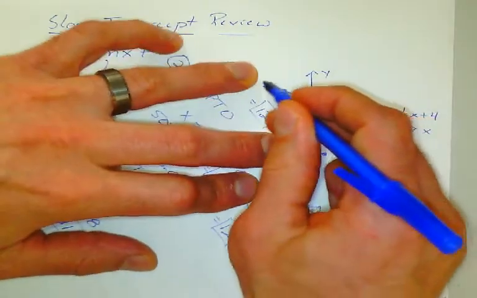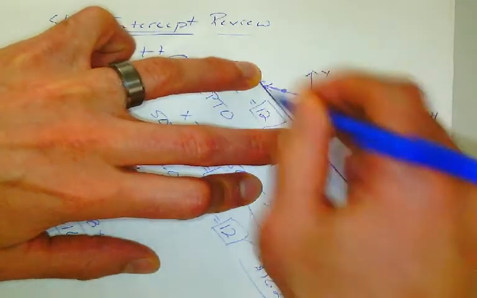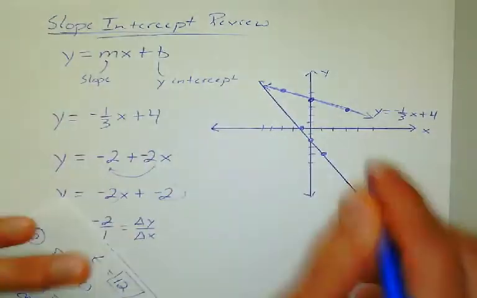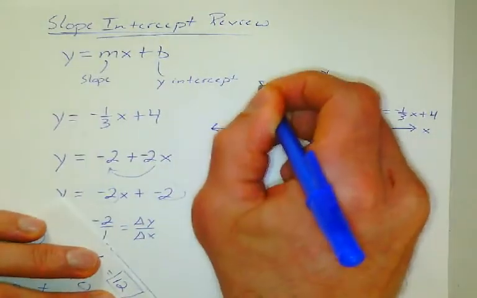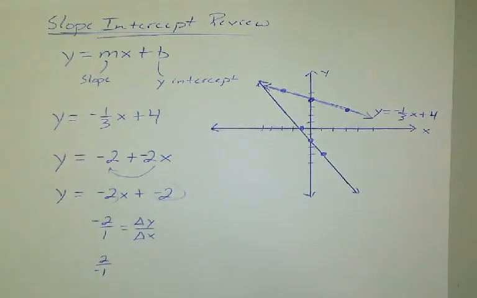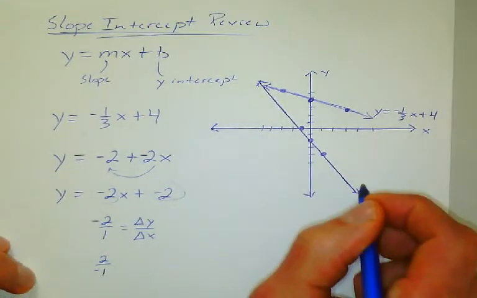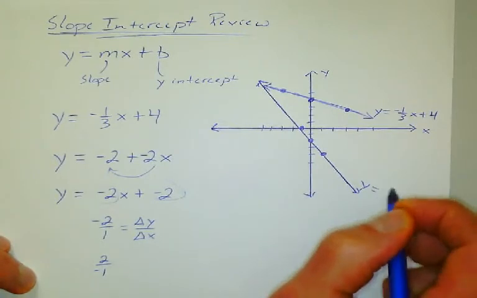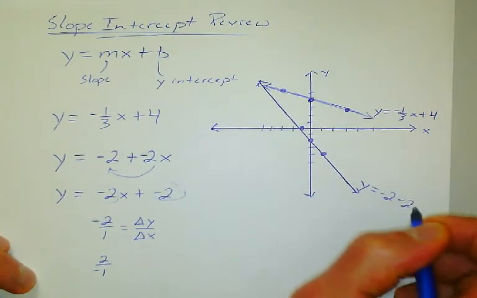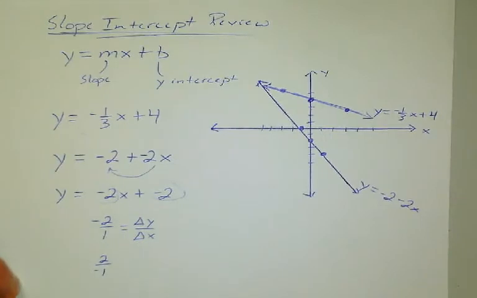Alright, let's see. Not perfect, Mr. Legas, but we'll accept it. Alright, then we're going to label this line with its equation, y equals negative 2 minus 2x. And I went with the original equation that I gave you.